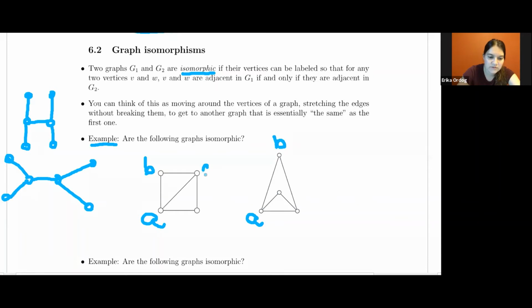So then we'll label this vertex C. It's adjacent to A and B, and it has degree 3. So which vertex of this is that true for? It's true for this one here. So then this vertex has to be labeled D. It's adjacent to A and C and has degree 2. And this vertex here is adjacent to A and C and has degree 2. So we'll label this D, and this shows that these two graphs are isomorphic. So yes.